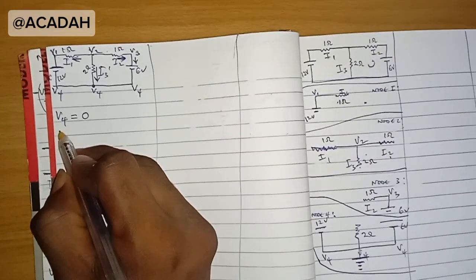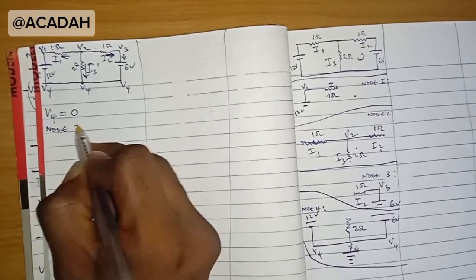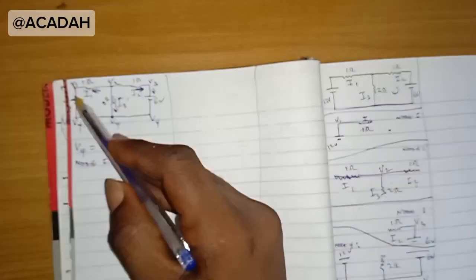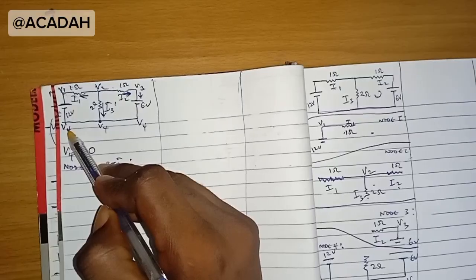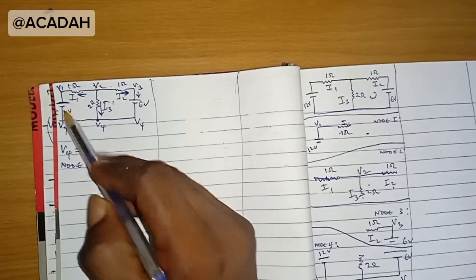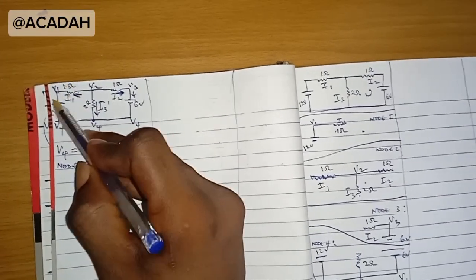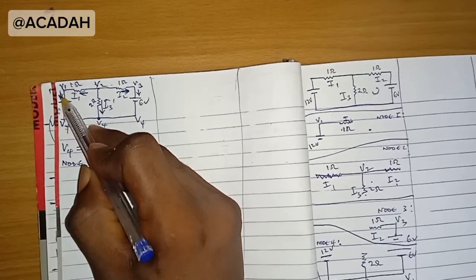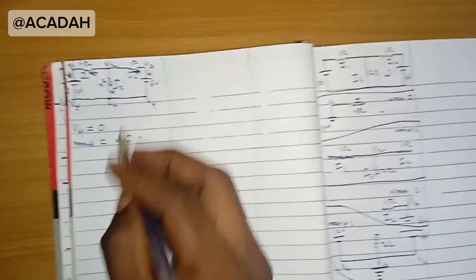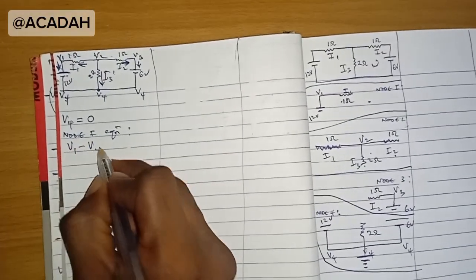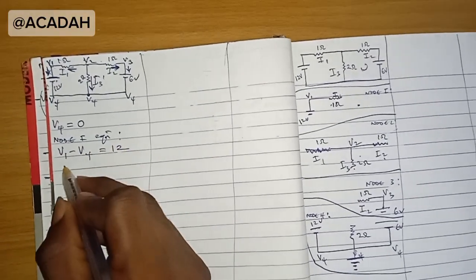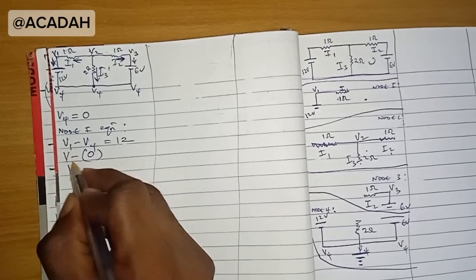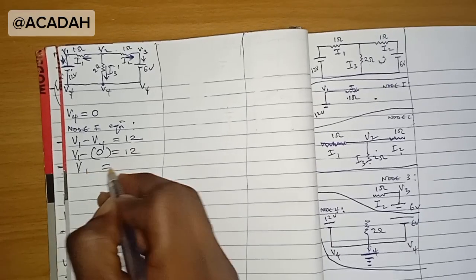Now for the equations, let's get the node 1 equation. You will notice immediately that node 1 has voltage V1 and voltage V4, and in between you have a voltage. I've told you, anytime you have this setup, always do the highest potential minus the lowest potential equals the middle voltage. So V1 minus V4 equals the middle voltage, which is 12. V4 is 0. So V1 minus 0 equals 12. So V1 is equal to 12.